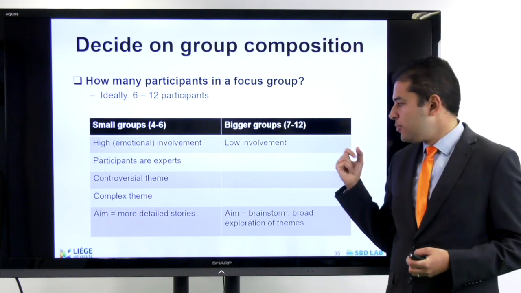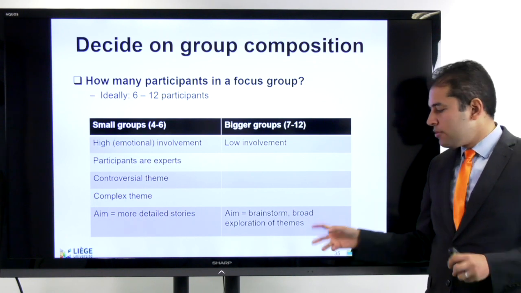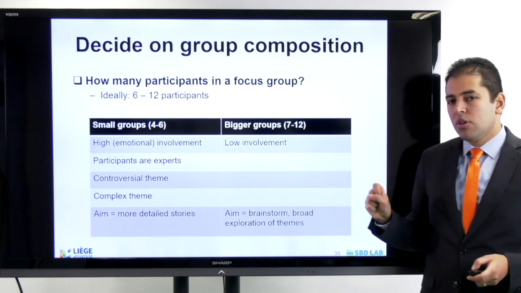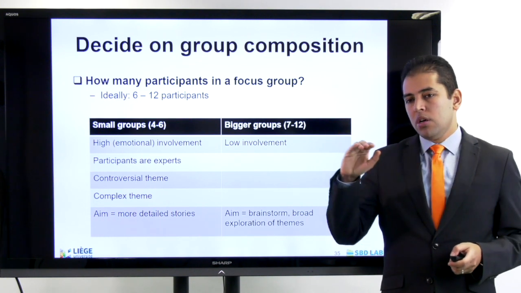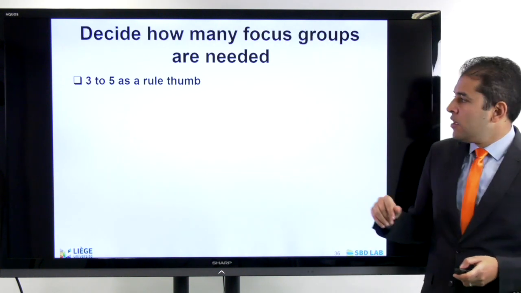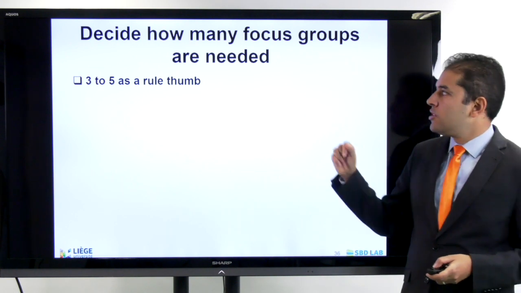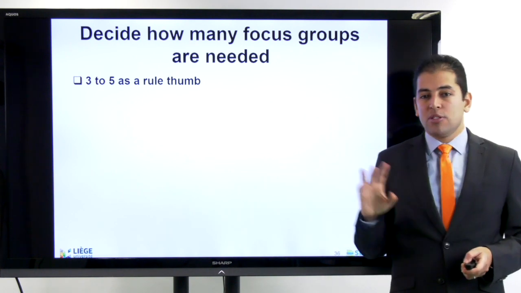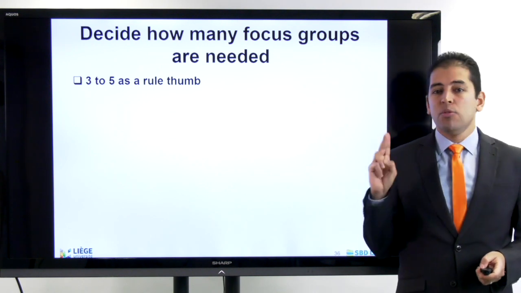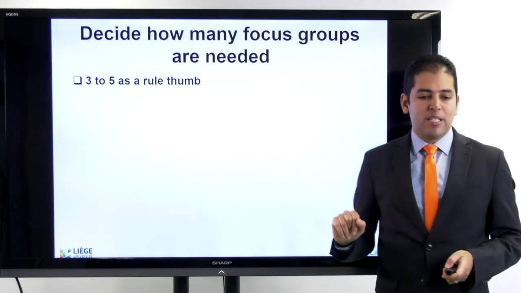When you do bigger groups, you are looking at lower involvement. You are looking at brainstorming, broad exploration of the themes. So here we are looking at understanding the topic in general, at a higher level rather than a deep one. As a rule of thumb, 3 to 5 could be a good way to decide how many focus groups I need, because don't think that it will be only one focus group. It will be minimum 2, preferably 3. So 3 to 5 is the best practice.